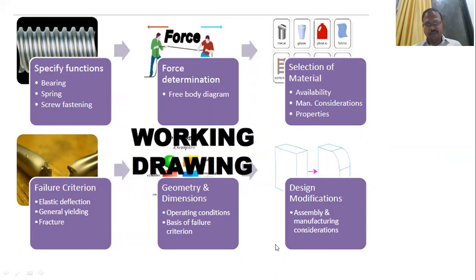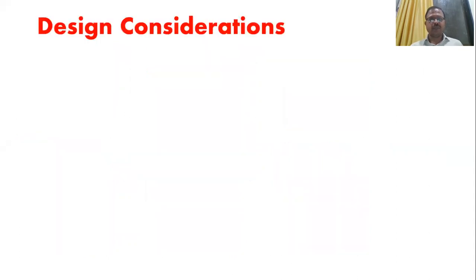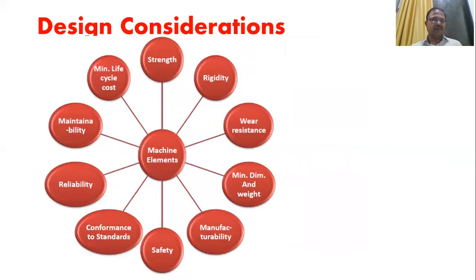Then after the failure criteria, we will be using certain equations depending on the type of failure. We will be using design equations and calculating the dimensions of that spring. And then we will be preparing the drawings and testing it. And if needed, we can modify the design if it is supposed to fail. Then we should, as a designer, also be familiar with the considerations related to the design. There are n number of design considerations.